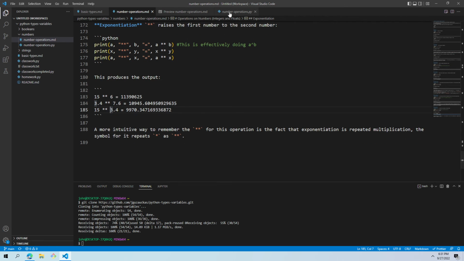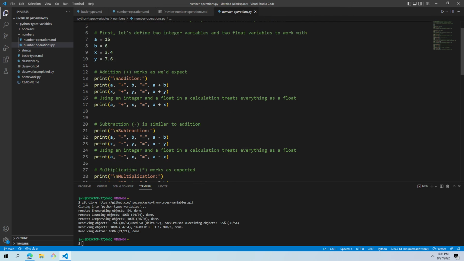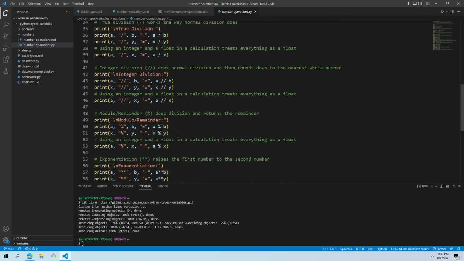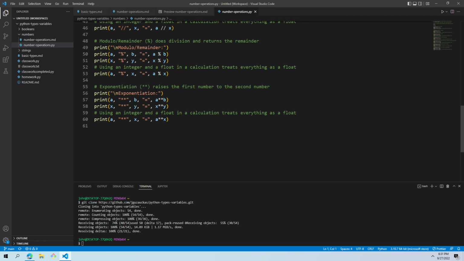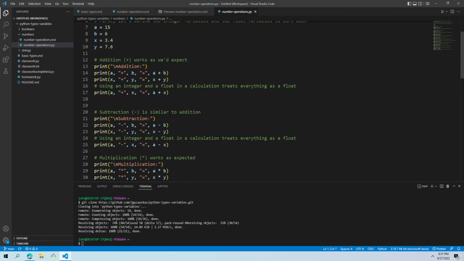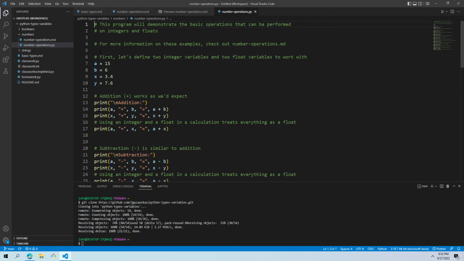So these are our basic operations. And in the number operations.py, I have all the exact same code. So if you wanted to change numbers around or see otherwise how the output might change, you can play around with this. And in the next video, we're going to start talking about Booleans, trues and falses.